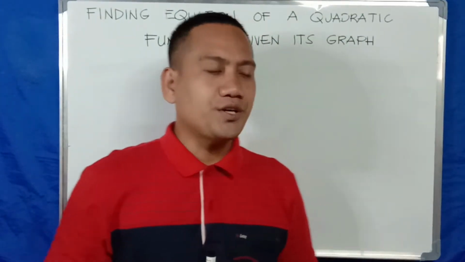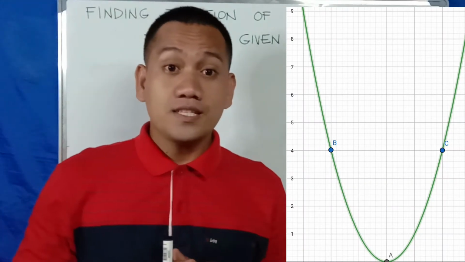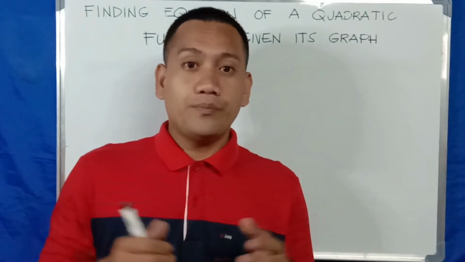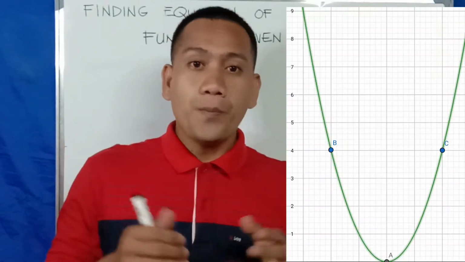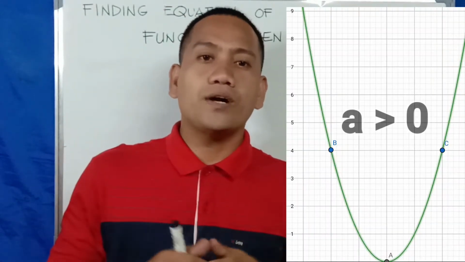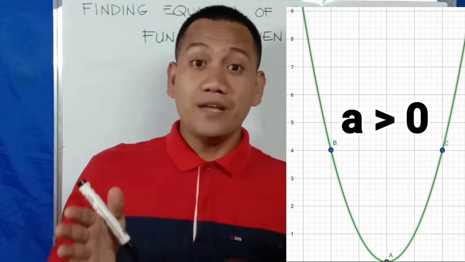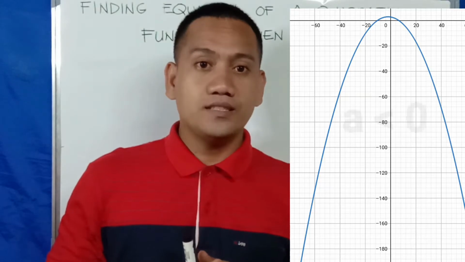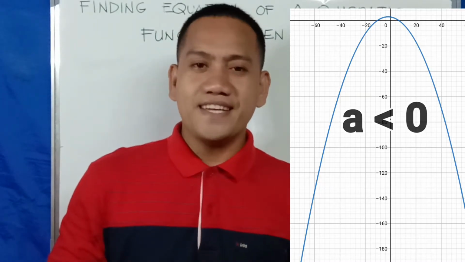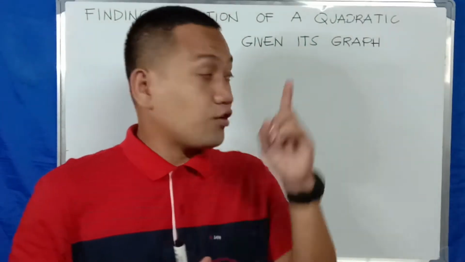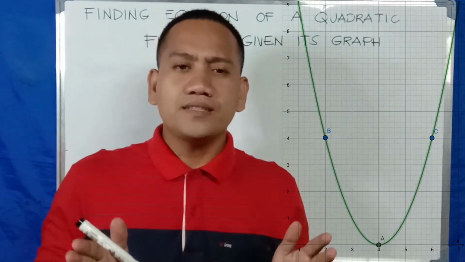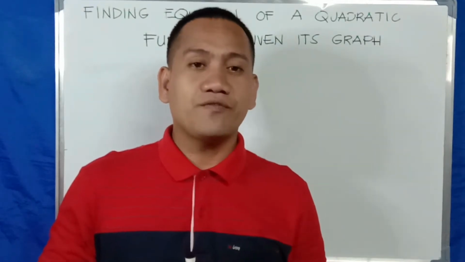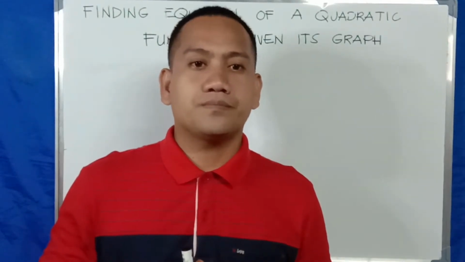Let's look at our graph. If we notice, this parabola opens upward. And we've learned in our previous lesson that when our graph opens upward, it follows that our a is greater than 0, or a positive number. And if our graph opens downward, it follows that our a is less than 0. So for this parabola, we are expecting to have a positive value of our a. And later, let's find out and prove if it is correct.